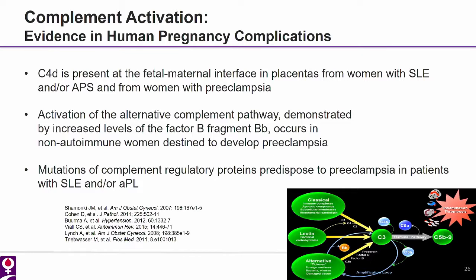You can find activation of alternative complement pathway demonstrated by increased levels of BB in non-autoimmune disease patients destined to develop preeclampsia. And then, as was discussed earlier, there are complement regulatory protein mutations which appear to predispose to preeclampsia.